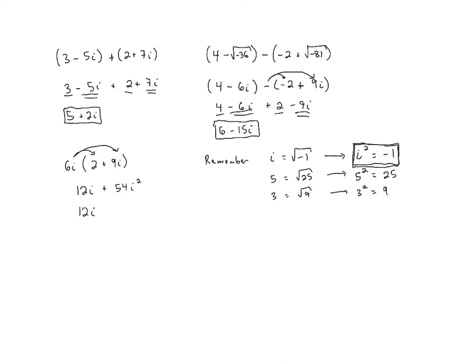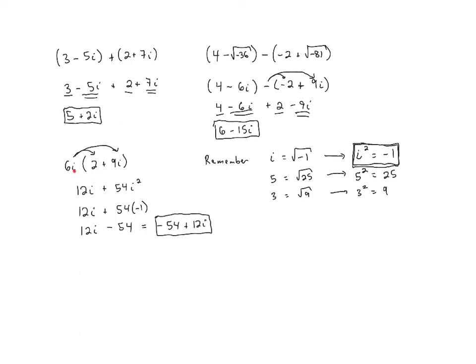So this is 12i plus 54 times -1. Now 54 times -1 is -54. And so as a complex number, this is 12i minus 54. If we want to write it in standard form, usually we put the real part first and the imaginary part second. So we can switch the order and write this as -54 plus 12i.